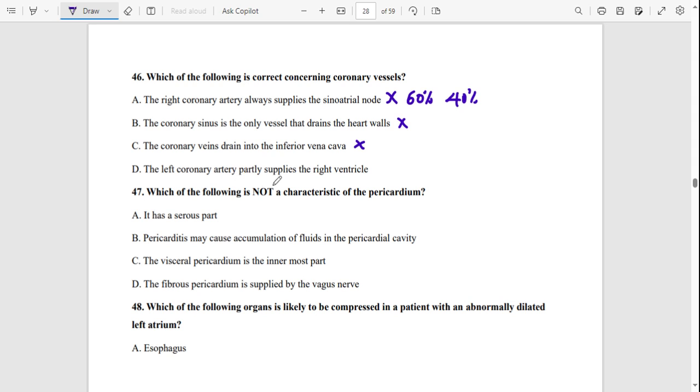The left coronary artery partly supplies the right ventricle. This is true even if it is the left coronary artery. It will also go to the right ventricle because it does turn on its route.